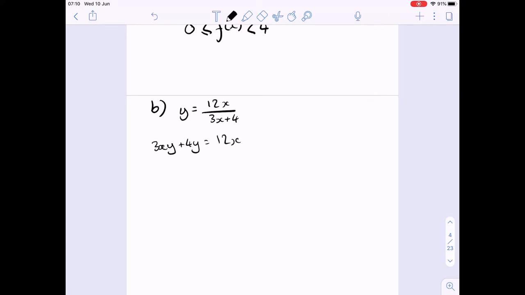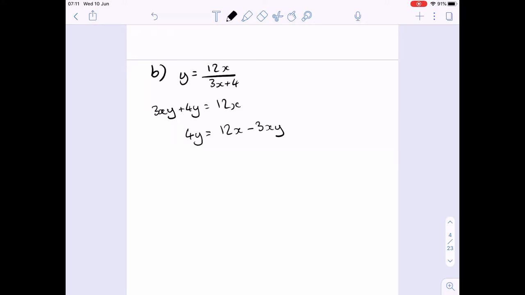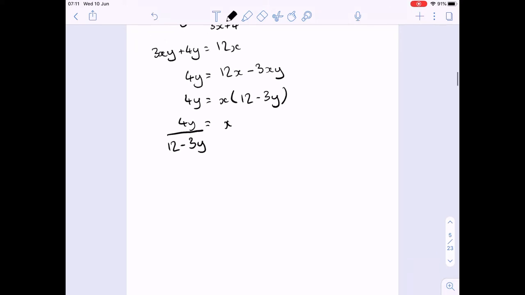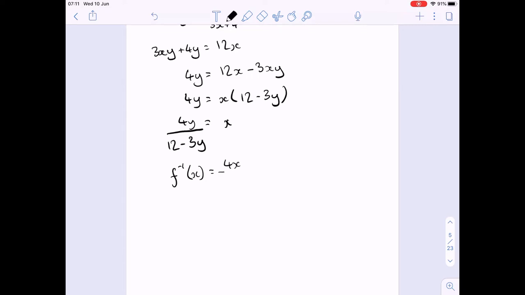Now, if I multiply both sides through by the denominator, we'd end up with 3xy plus 4y equals 12x. And now I need to try and group my x's on one side. So let's say 4y equals 12x minus 3xy, and therefore I can now factorize this. So x brackets 12 minus 3y equals 4y, and finally dividing through by that bracket, 4y over 12 minus 3y equals x.